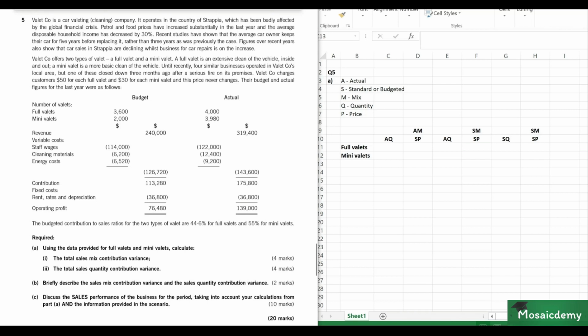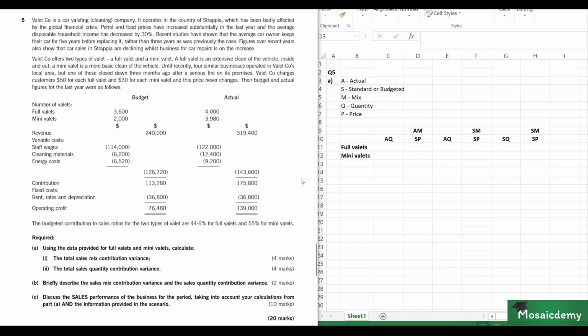Valet Co offers 2 types of valet. A full valet is an extensive clean of the vehicle inside and out. A mini valet is a more basic clean. Until recently, 4 similar businesses operated in Valet Co's local area, but one of these closed down. Okay, one of their competitors closed down 3 months ago after a serious fire on their premises. Valet Co charges $50 for each full valet and $30 for each mini valet, and this price never changes. Their budget and actual figures were given as follows.